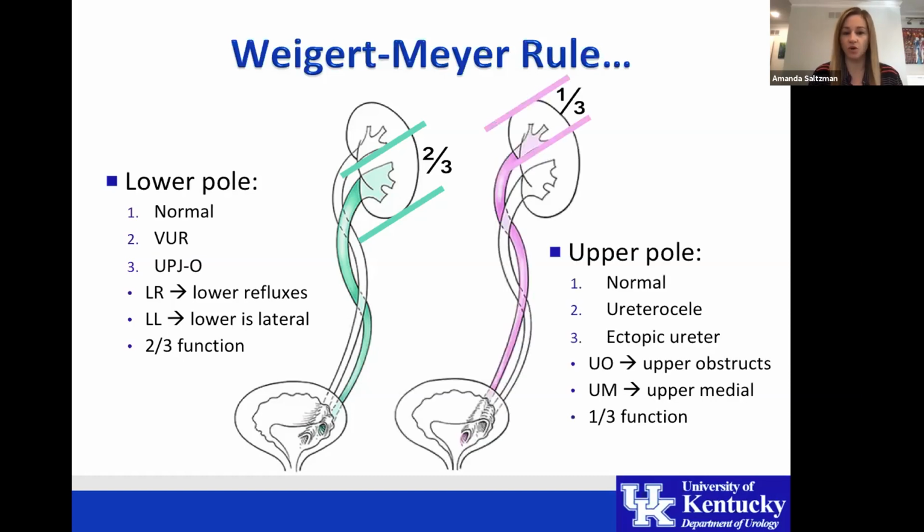Now, when we look at the upper pole, there can only be 3 things that the upper pole can be. So normal, a ureterocele, which is why I made the distinction of looking for that in the bladder on the ultrasound, or an ectopic ureter. The upper pole doesn't usually do UPJ obstructions. It doesn't usually have reflux. Those are the 3 things it does. So when you see this on a test, they'll give you clearly a lower pole issue, but they'll give you all the upper pole options except for reflux or a UPJ obstruction. And that's how you can answer the question right. So in general, the upper usually obstructs. It's more medial, and then it contributes 1/3 of that side's renal function.